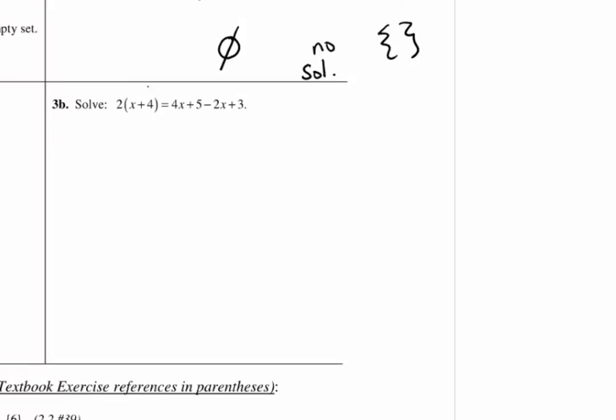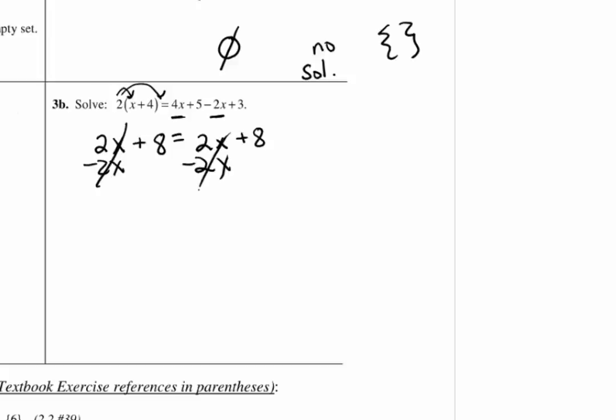Simplify both sides, so I'm going to multiply, distributing the 2, so 2 times x plus 2 times 4, which is 8. Now let's combine like terms. 4x minus 2x is 2x. 5 plus 3 is 8. Now this time I have exactly the same terms on both sides. So if I were to subtract 2x here, they go away. I'm left with 8 equals 8, which is a true statement.